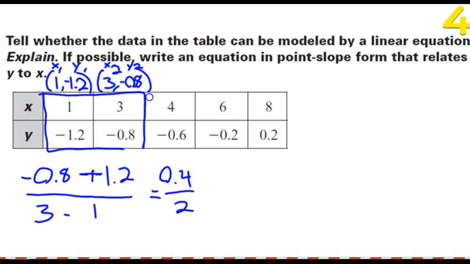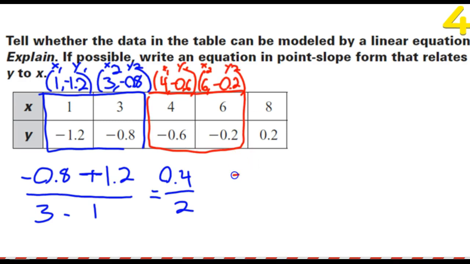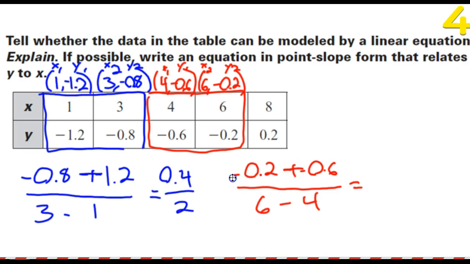Now I'm going to do the same thing, but I'm going to pick 2 different points. So we have 4 and -0.6 and 6, -0.2. So our x1, our y1, x2, and y2. So we have -0.2 minus -0.6 over 6 minus 4. That can be made a plus, so -0.2 plus 0.6 gives us a 0.4. 6 minus 4 gives us 2.